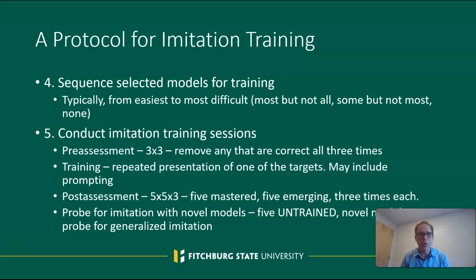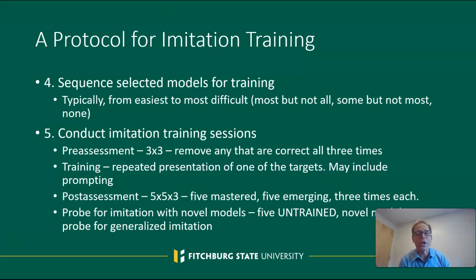Okay, so we sequence our selected models from easiest to most difficult, and then we actually conduct our imitation training sessions. And what this looks like for every session is doing a pre-assessment where we take 3 of our learning targets, and we present each one of them 3 times. We present them with the "do this," and we remove any that are correct all 3 times, because we're going to be considering those likely mastered.